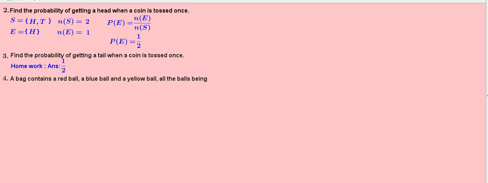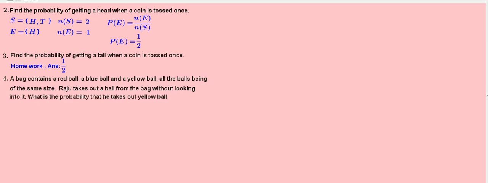All the balls being of the same size. Raju takes out a ball from the bag without looking into it. What is the probability that he takes out the yellow ball? In this experiment, all possible outcomes are taking yellow ball or red ball or blue ball. So sample space S equal to {Y, R, B}. Here Y stands for chance of taking yellow ball, R for red ball and B for blue ball. So n(S) equal to 3.